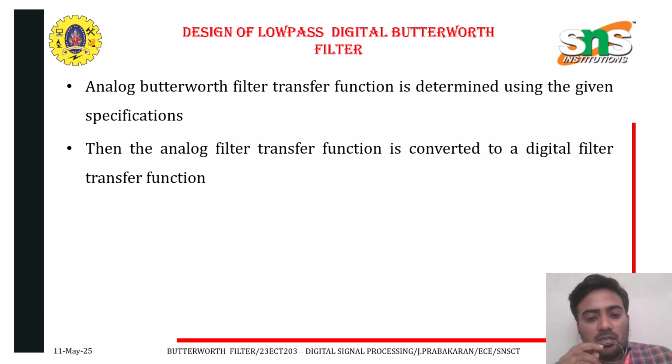The popular method of designing an IIR digital filter involves the design of an equivalent analog filter and then converting the analog filter into a digital filter. Hence, to design a Butterworth IIR filter, first an analog Butterworth filter transfer function is determined using the given specification. Then the analog filter transfer function is converted to a digital filter transfer function by using either the impulse invariance method or the bilinear transformation technique.